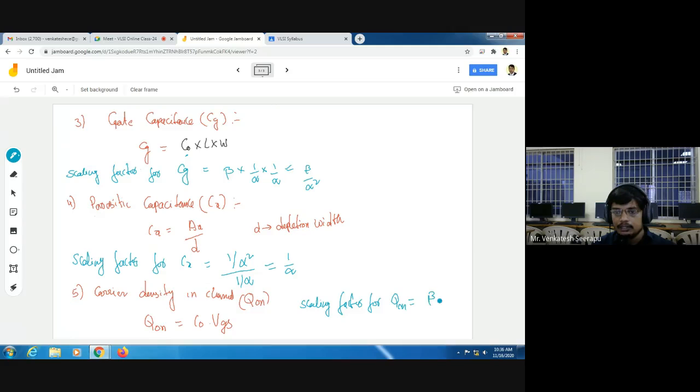What did I say the scaling factor for voltage is? Whether it is VDD supply voltage or any voltage, it is 1 by beta. VGS, sir, yes, it is 1 by beta. Now, what is the scaling factor for Q on? 1. Yes, the scaling factor for Q on is 1.